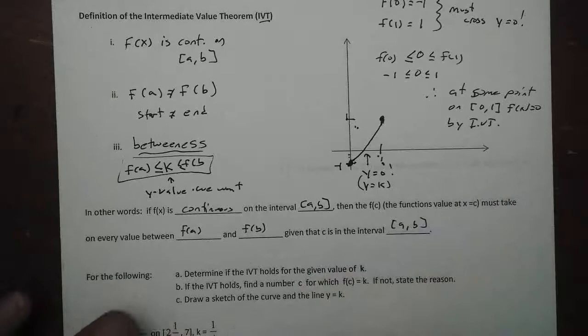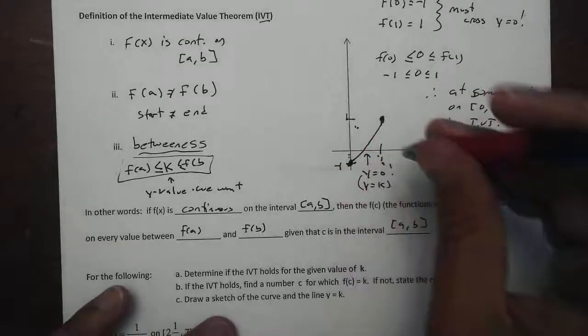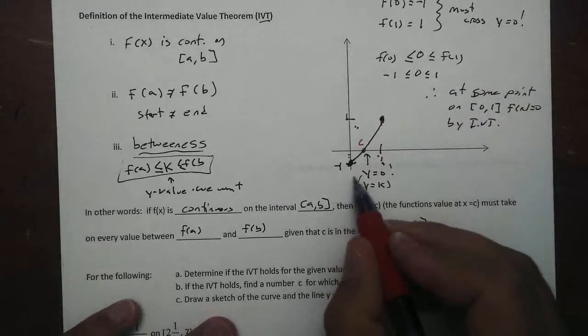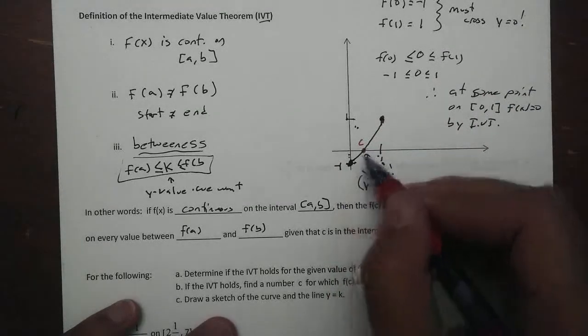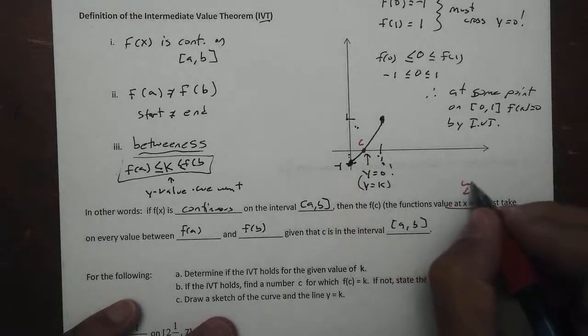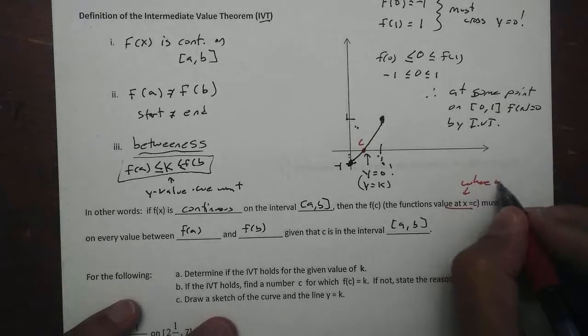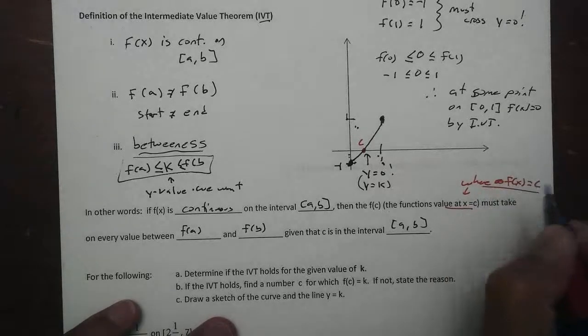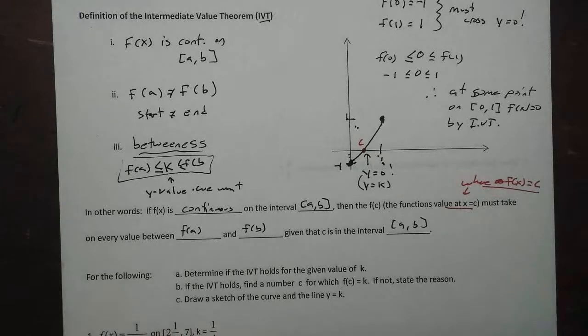So, for example, in this graph right here, this is our x value c. At some point, we have to cross at c. And that's what this says, where we cross, where f of x equals c. We'll talk about that later on in just a few moments.